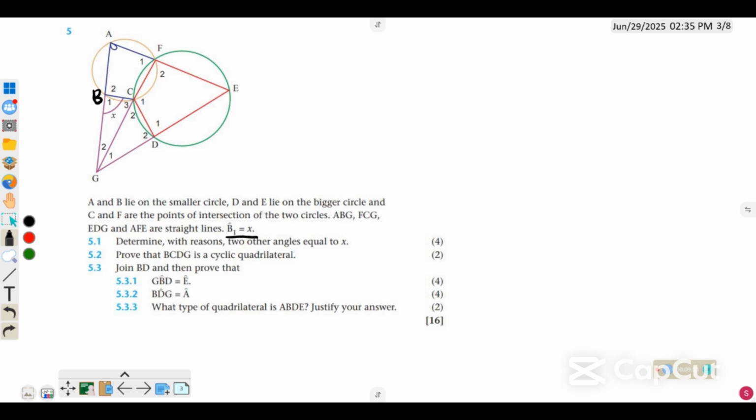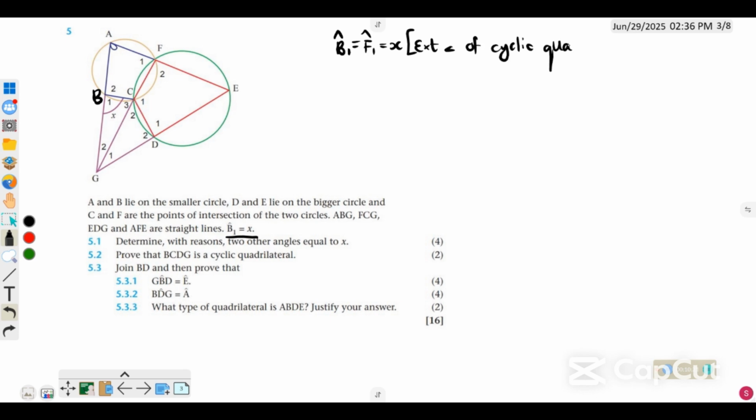How can we work that out? Two other angles equal to X. Here I see a cyclic quadrilateral on the smaller circle. As you can see, they told us that this is a straight line, which means this exterior angle of that cyclic quad equals the interior opposite angle, or the angle in the alternate segment. So angle B1 will be equal to angle F1. Angle B1 is equal to F1, and they are both equal to X, and this is the exterior angle of a cyclic quad.